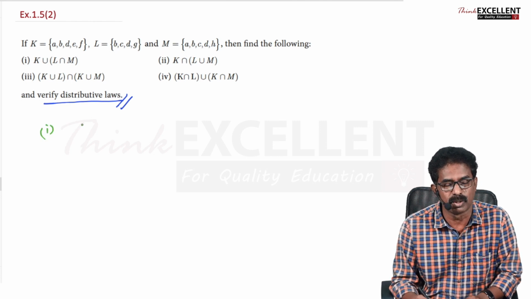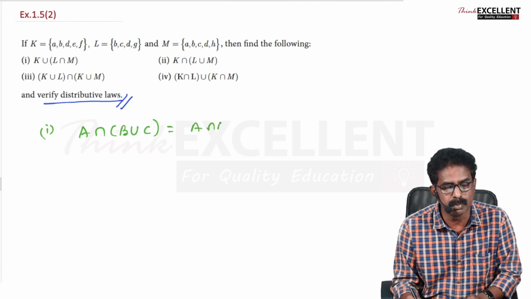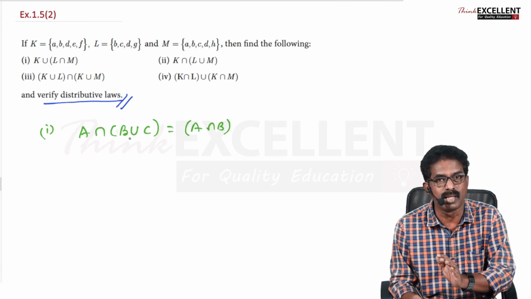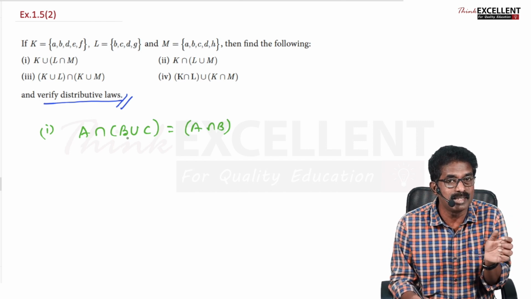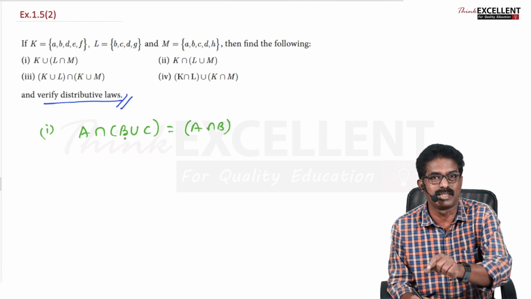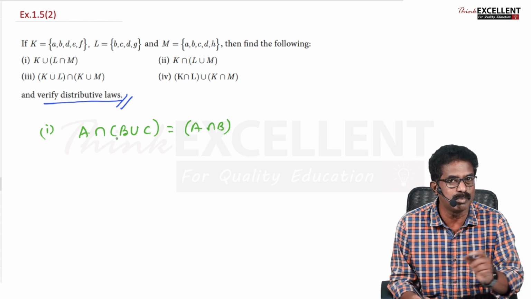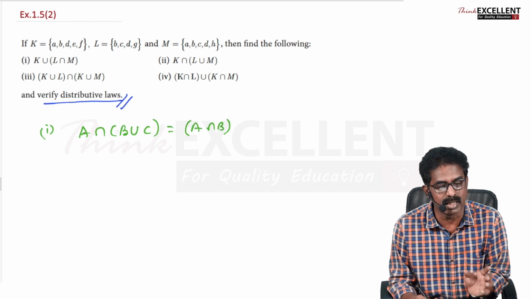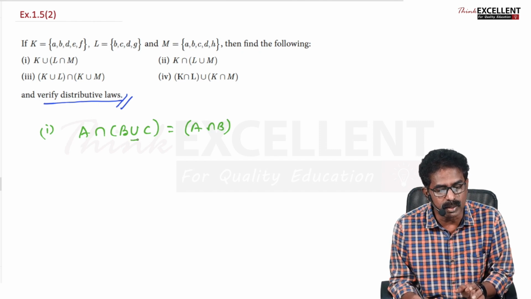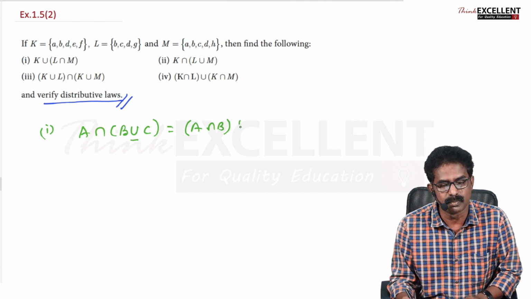The first, you write both the laws. A intersection B union C equal to A intersection B union, here union only. But De Morgan's law, outside minus is there, no? When minus is there, you change: union becomes intersection, intersection becomes union. But here nothing directly, right? A intersection B, union, A intersection C.